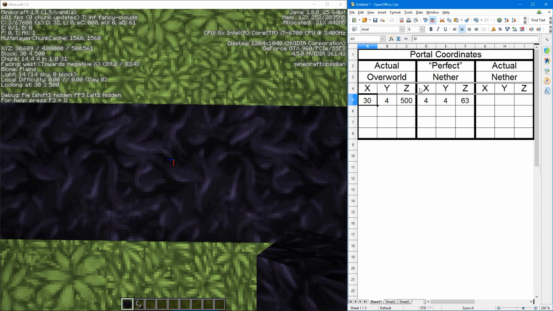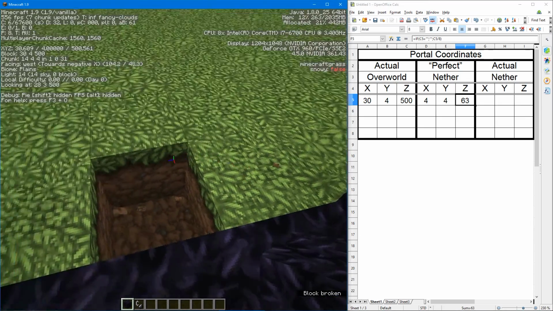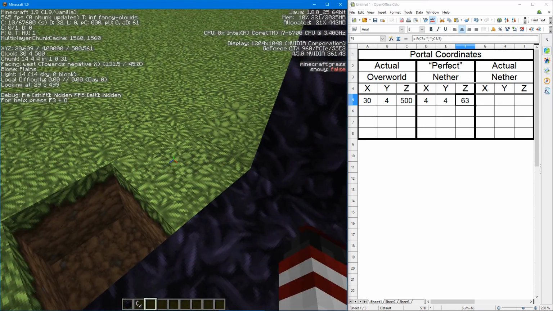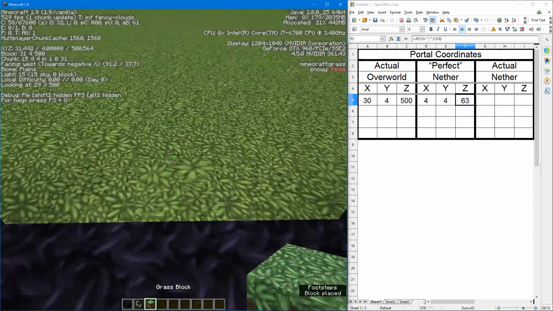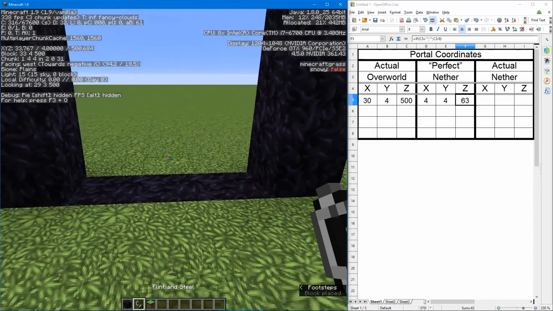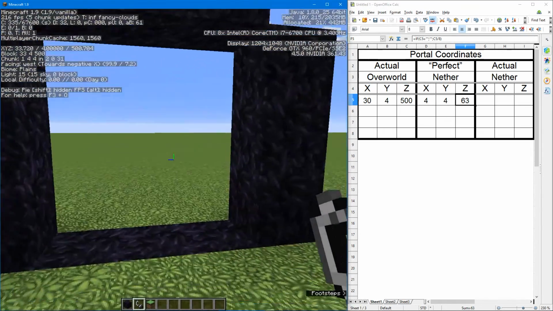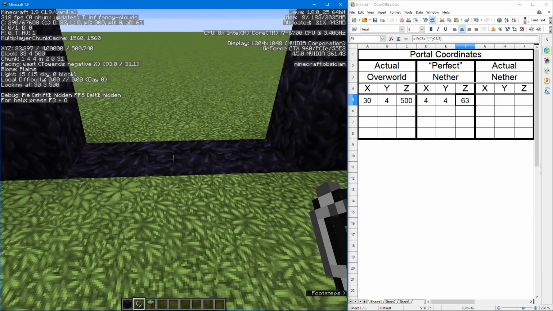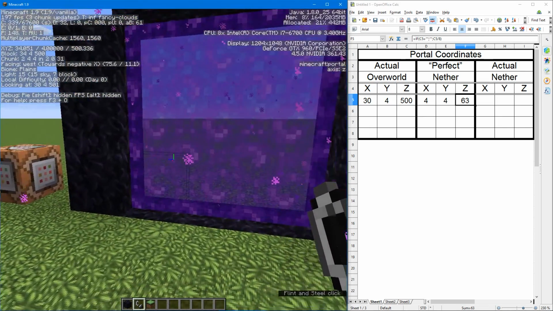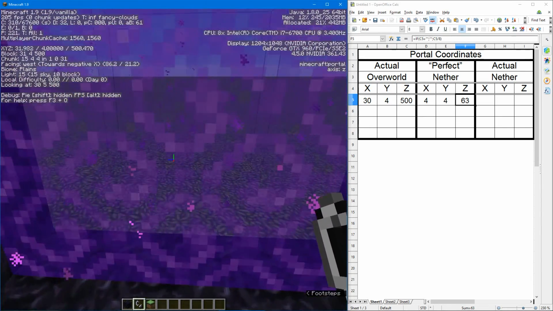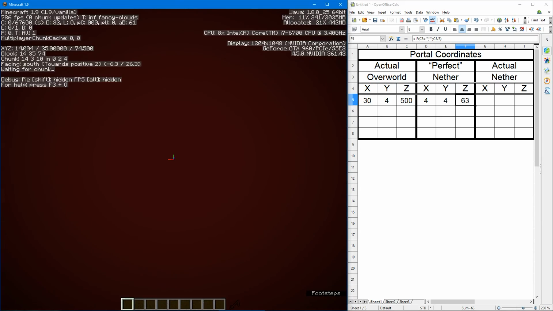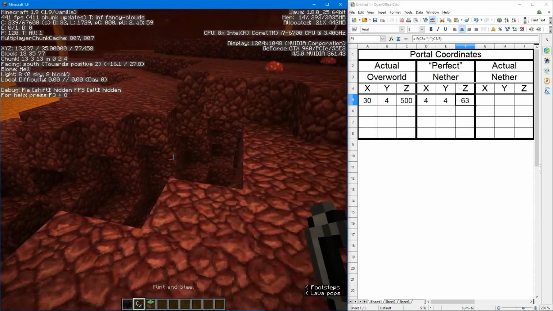So whenever I create and go through this portal going into the Nether, it's going to try to place a portal at 4, 463. And in the event that it can't, it will try to create a portal as close to it as possible. That's why sometimes there are some discrepancies. So we're going to go ahead and pop through here.